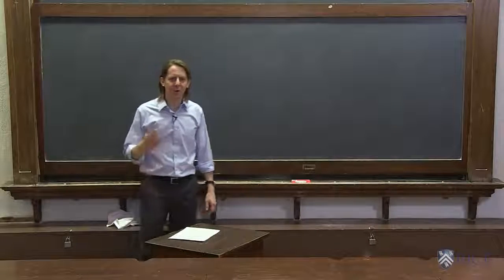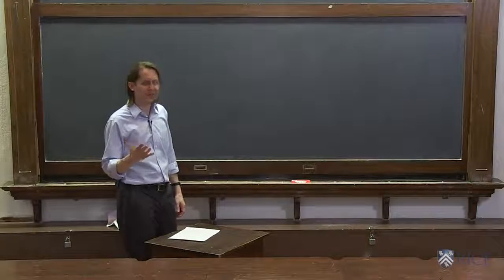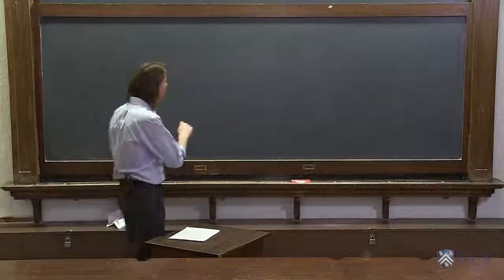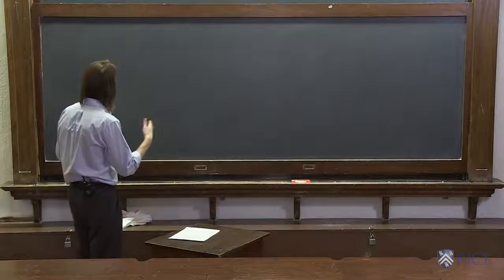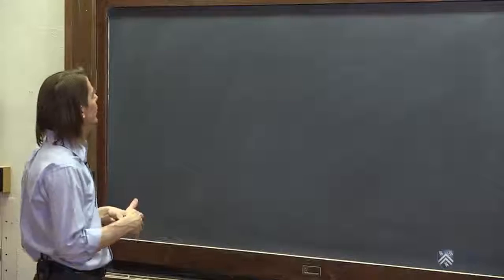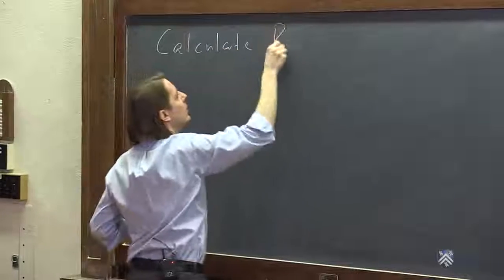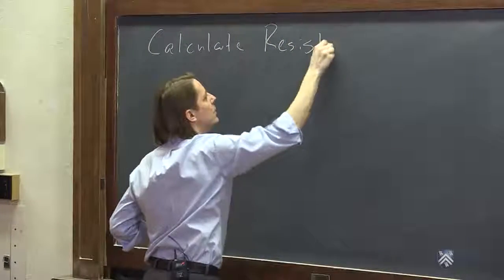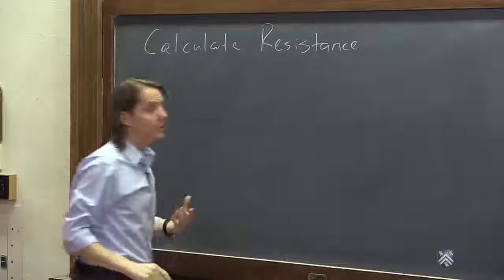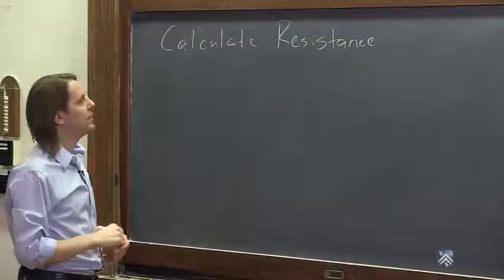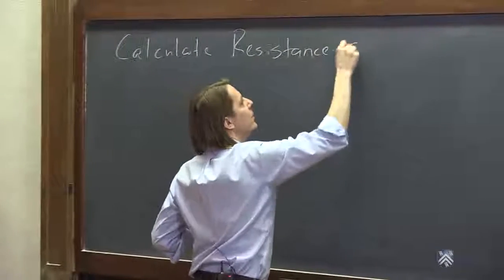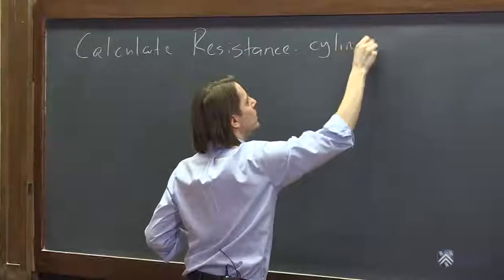We just saw that Ohm's law requires a concept called resistance: for every object, if you apply a certain delta V, you get a certain current, and the proportionality constant is the resistance. So let's see how we calculate this thing called the resistance. The electrical resistance specifically is the one we're calculating, and let's do it for a cylinder.